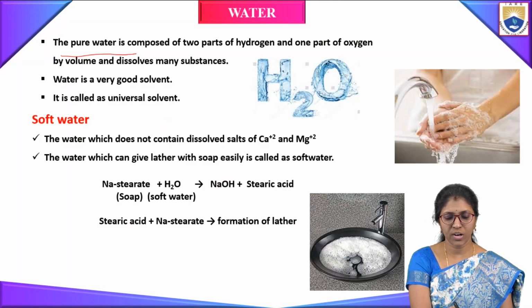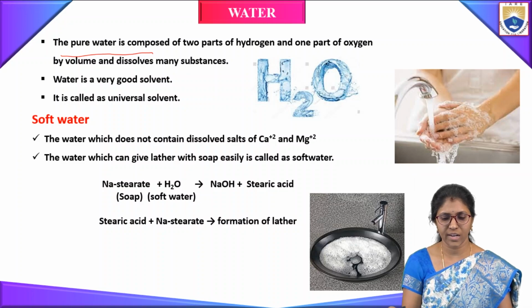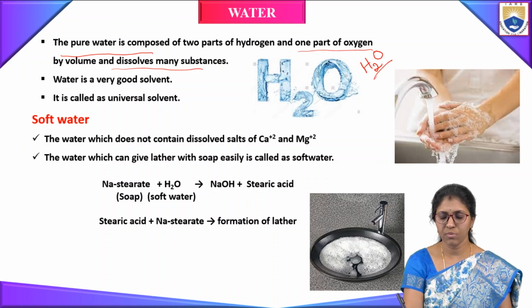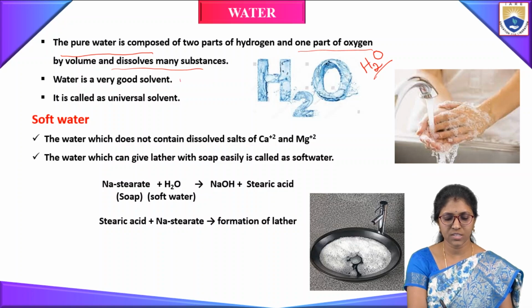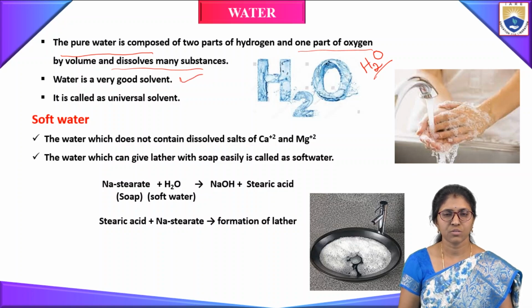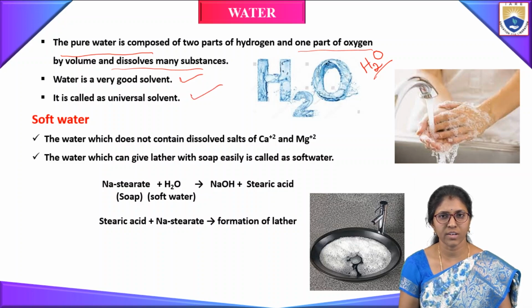Pure water is composed of two parts of hydrogen and one part of oxygen by volume, so the formula is H2O. It dissolves many substances, so it acts as a very good solvent. It is also called the universal solvent because it dissolves many substances.